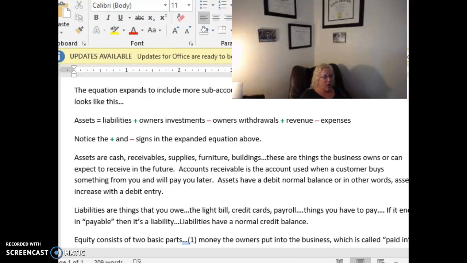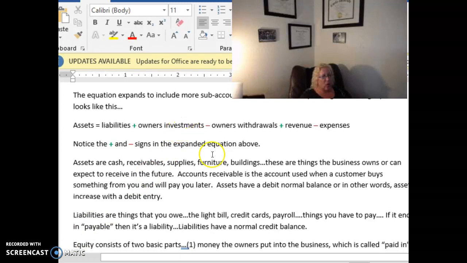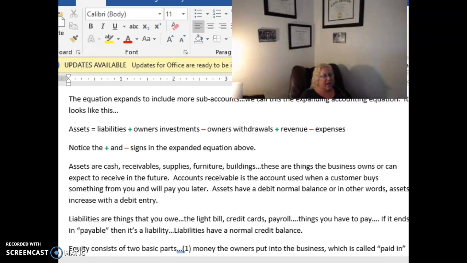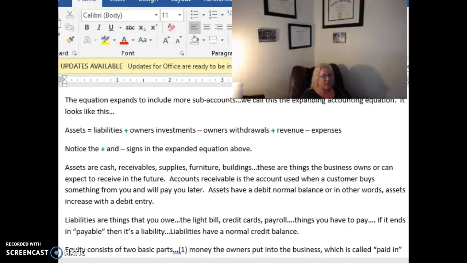Liabilities are things that you owe, so the light bill, the credit cards, payroll, anything that you have to pay. And if it ends in the word payable, then we consider that to be a liability, and liabilities have a normal credit balance. And remember, this is just something you have to memorize, and memorizing this on day one will help you through all of your accounting classes.